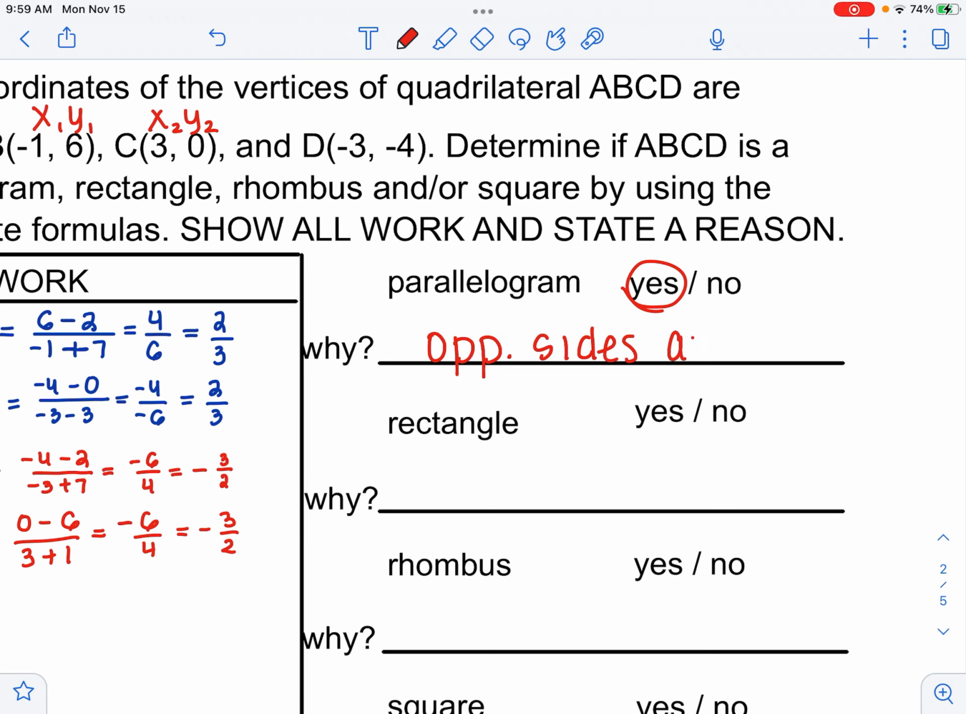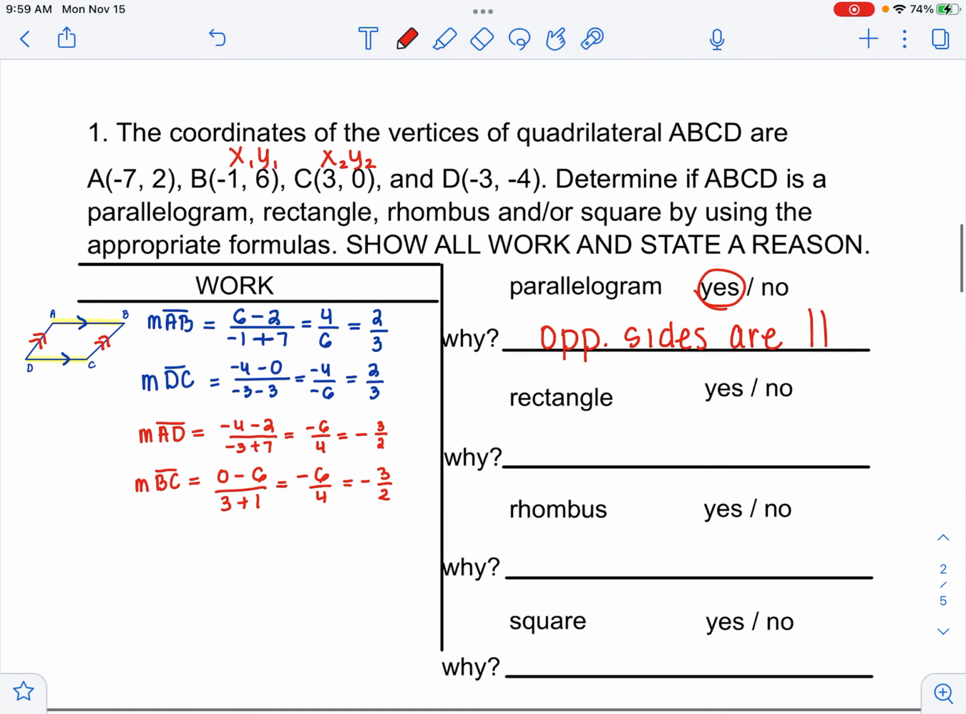Opposite sides are, now I'm going to use the abbreviation for parallel. All right, now I want to know if it's a rectangle. There's no additional work required to know if this is a rectangle, but you do have to figure out whether or not it is based on what you've done already.